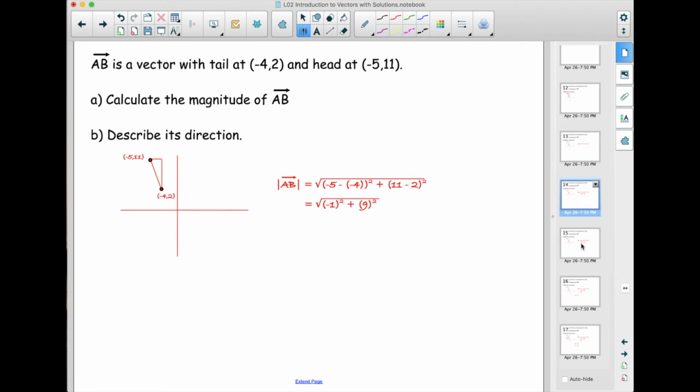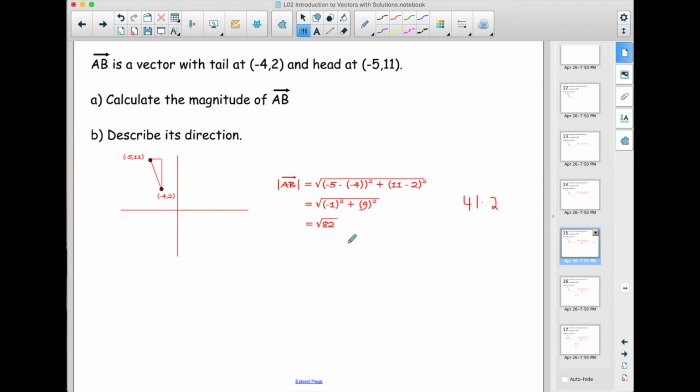On the next slide, that's going to give me 1 plus 81, and 1 plus 81 is the square root of 82. And then we have to think about whether or not we can reduce this, and we're going to get 41 times 2. Both of these are prime numbers. Neither of them are perfect squares, so we cannot simplify this any further.